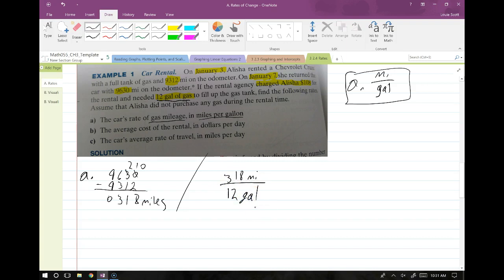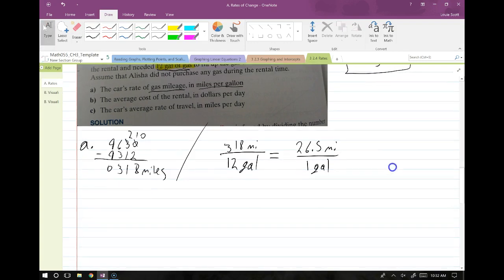So for that, stay with me while I find my calculator. Okay, so for that rate, this is equal to 26.5 miles per 1 gallon. Right, and so it's important to keep that per 1 gallon in the denominator there, even though it's just a 1. That just tells us sort of the relationship of the two.